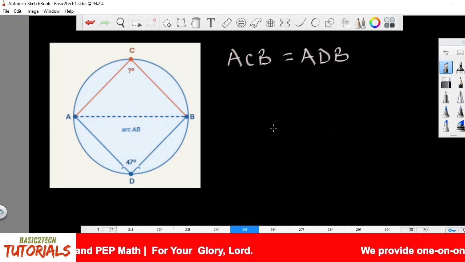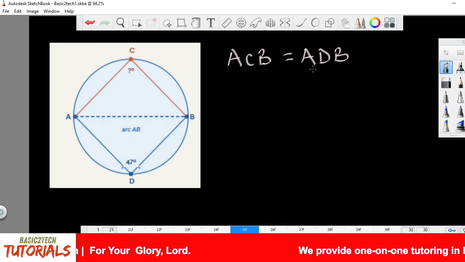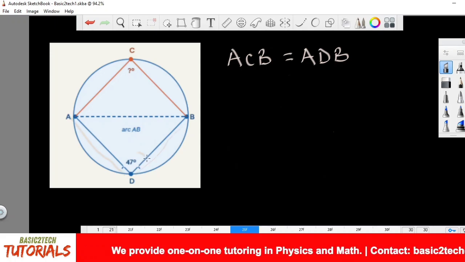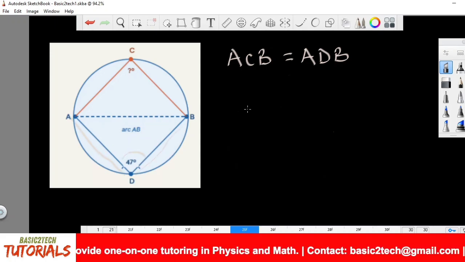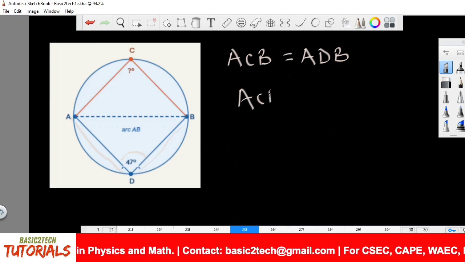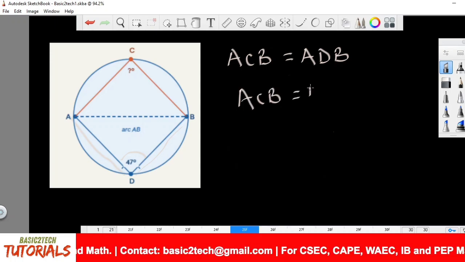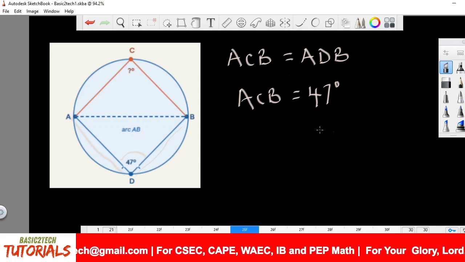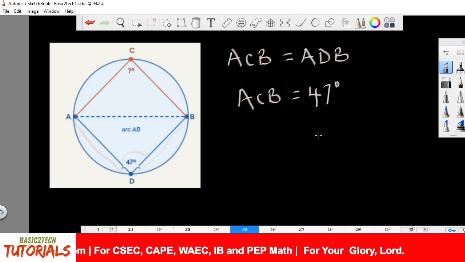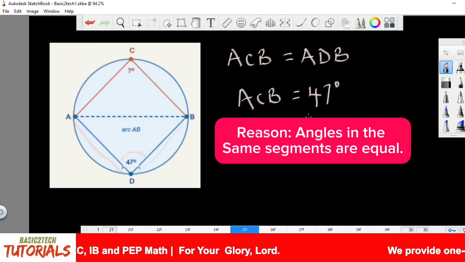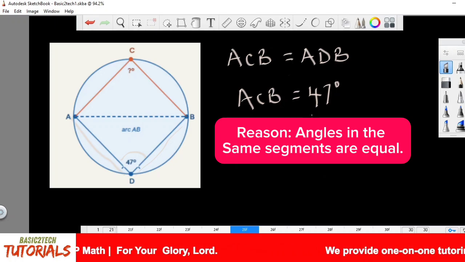That's it. So angle ADB from our question is 47. So if angle ADB is 47, it means that angle ACB is equal to 47 degrees. Now, what is the reason? The reason is angles in the same segment are equal.